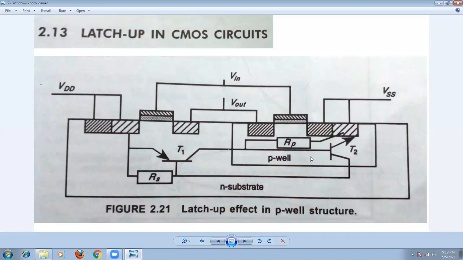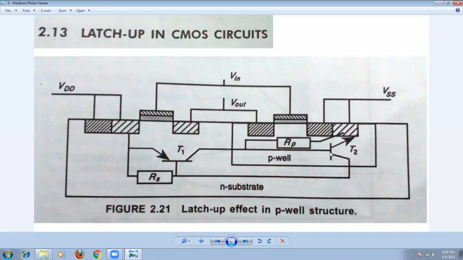So this is the P material, this is the N material, and this is the P material. That means inside the single silicon, we are having a PNP transistor. The substrate is the N-type material, and the well is the P-type well, because of the P-well structure. So because of this well structure, we have a transistor here. Just remember, this transistor is one parasitic component.